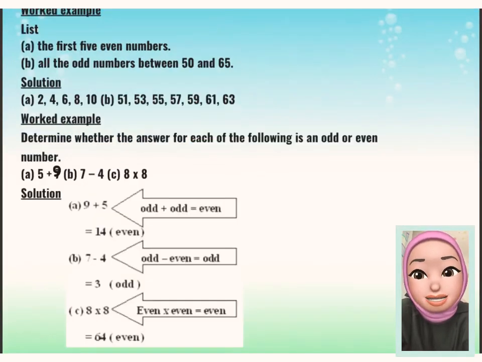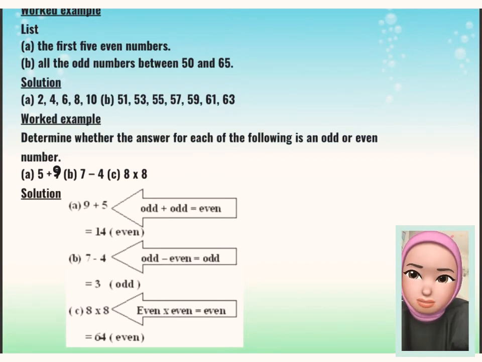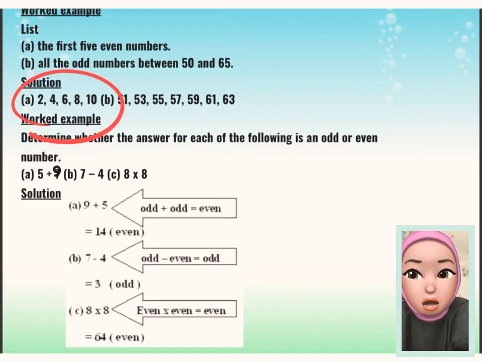This is another example of a question related to odd and even numbers. Look at the example. List A, the first 5 even numbers. So what are the first 5 even numbers? You have to list them in ascending order as 2, 4, 6, 8, and 10. Do not list more than 5 to get marks.